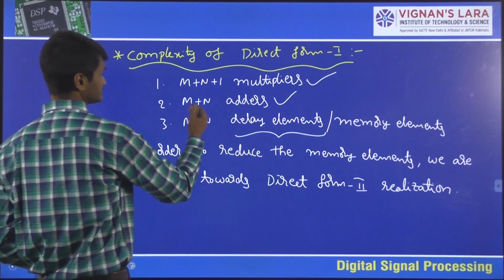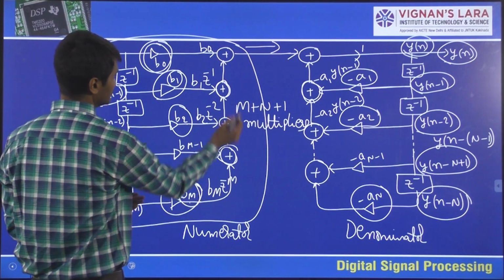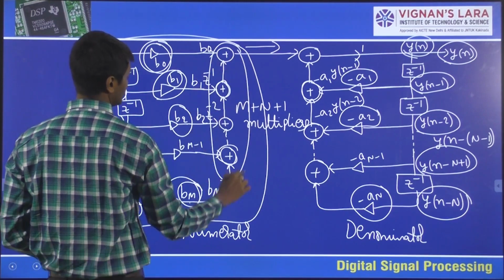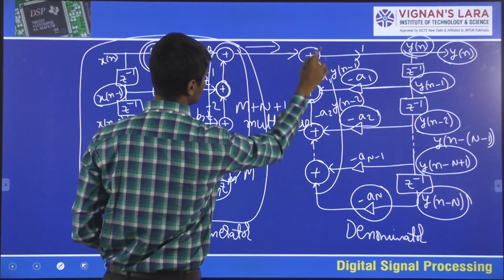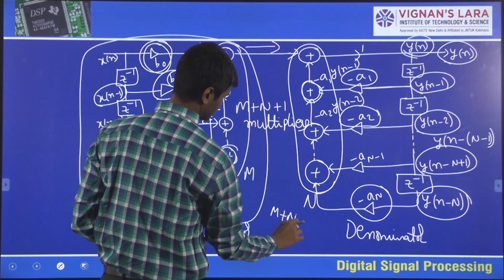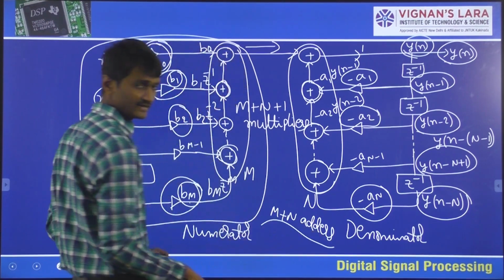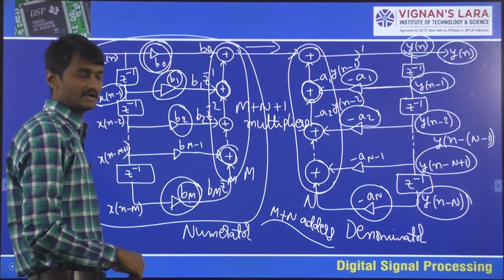Similarly adders. How many adders are we using? These are m adders and these are n adders. So m plus n adders we are using.